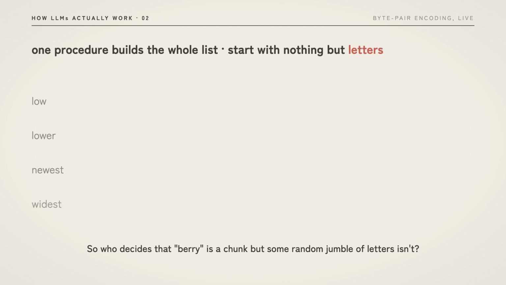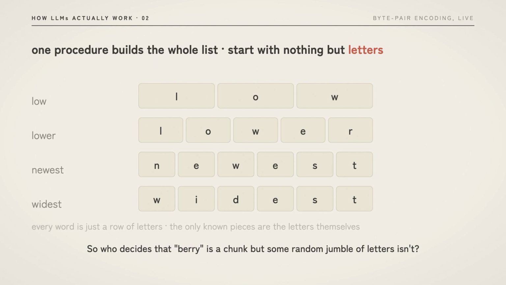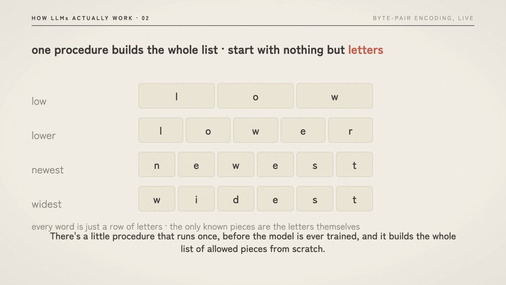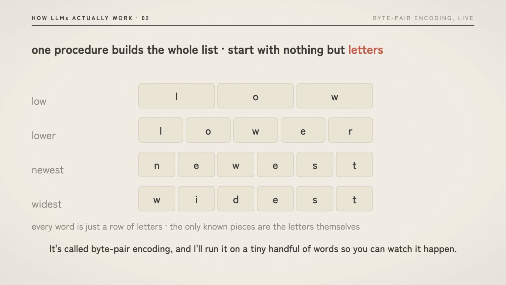So who decides that berry is a chunk, but some random jumble of letters isn't? There's a little procedure that runs once before the model is ever trained, and it builds the whole list of allowed pieces from scratch. It's called Byte-pair encoding, and I'll run it on a tiny handful of words so you can watch it happen. We start at the very bottom with nothing but single characters.